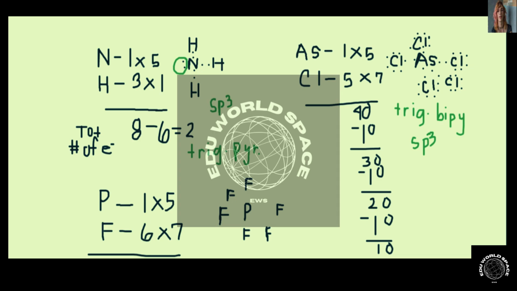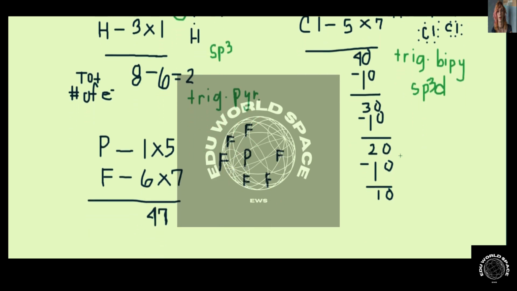And remember that I mentioned it has a d orbital. So because it forms so many extra bonds and can share more electrons than the normal range of 8, which is when most elements are happiest. But because it has this d orbital, it can accept more electrons and share more. And so we're going to have an sp3d hybridization.